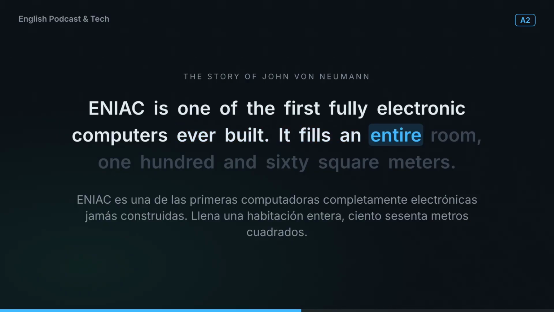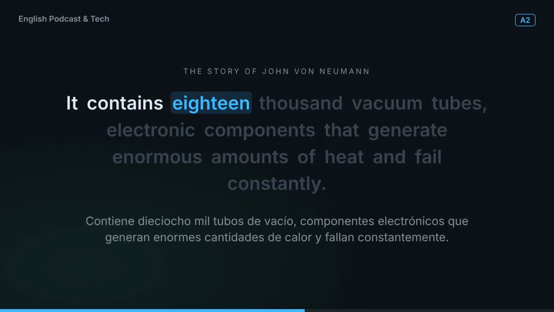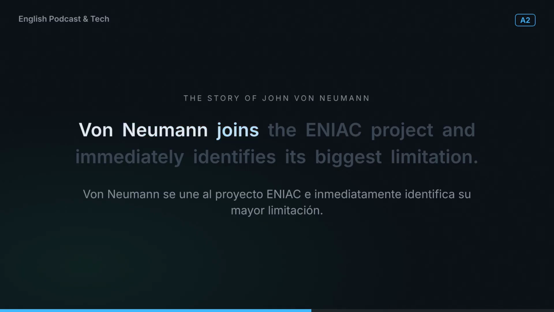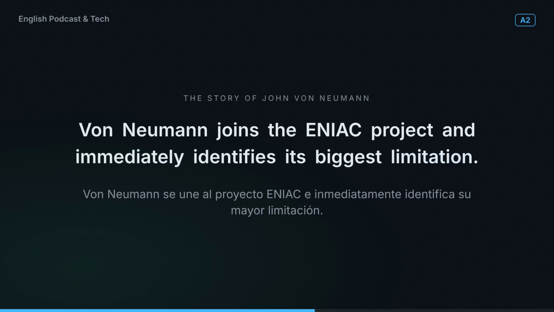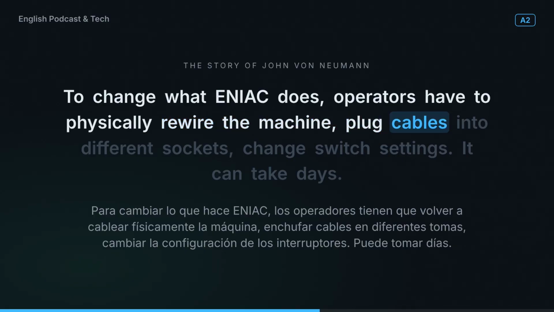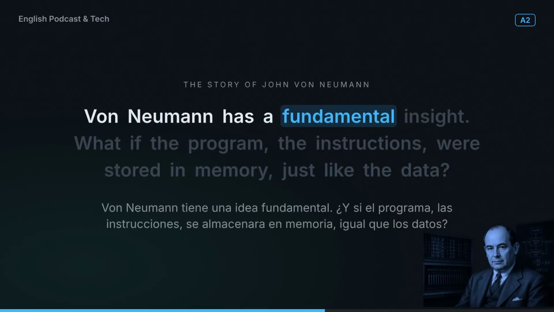It fills an entire room, 160 square meters. It contains 18,000 vacuum tubes, electronic components that generate enormous amounts of heat and fail constantly. Von Neumann joins the ENIAC project and immediately identifies its biggest limitation. To change what ENIAC does, operators have to physically rewire the machine, plug cables into different sockets, change switch settings. It can take days. Von Neumann has a fundamental insight.